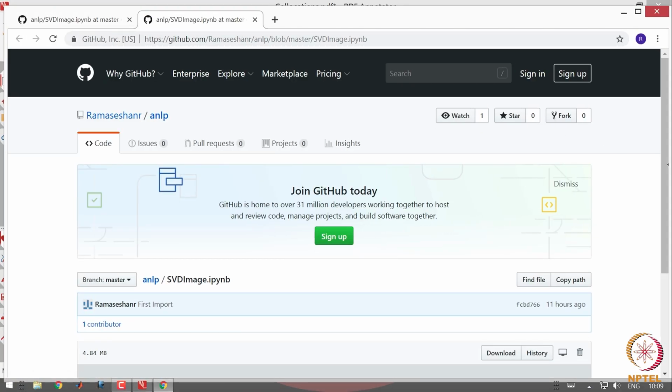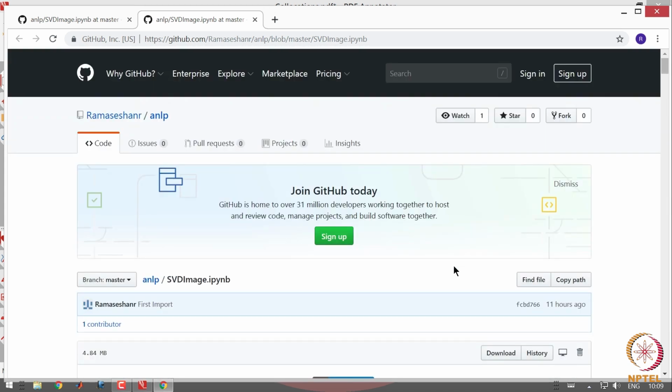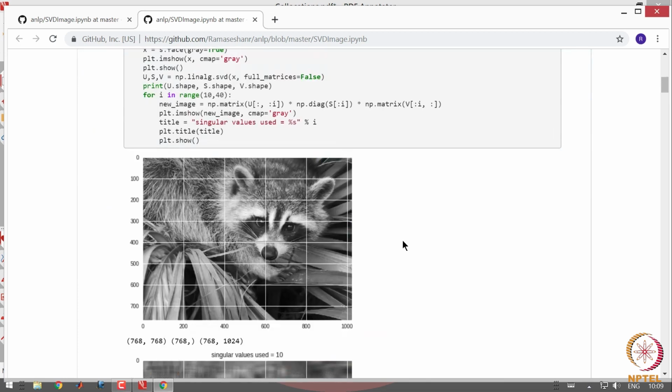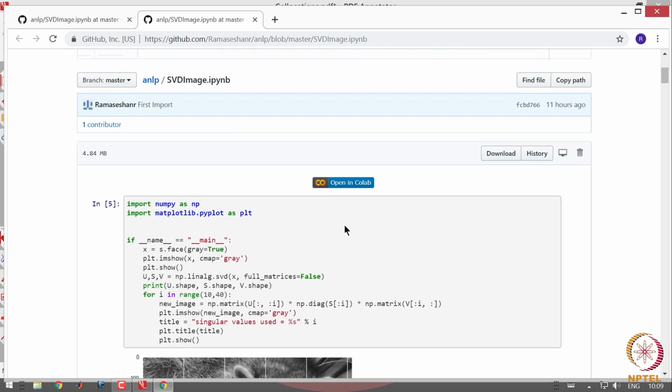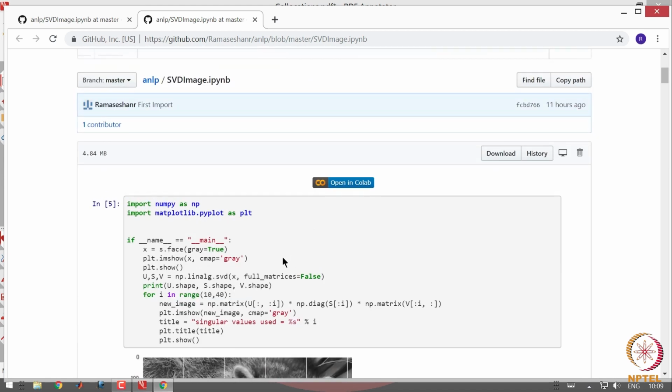In order for us to understand how this works, I have written a very small program. In this program, I am just taking an image. This image is available as part of the Python libraries. So, this is the original image that I am looking at. And then I am just using NumPy to do my SVD.